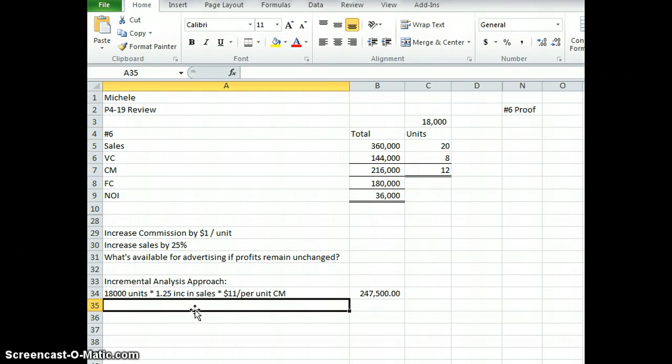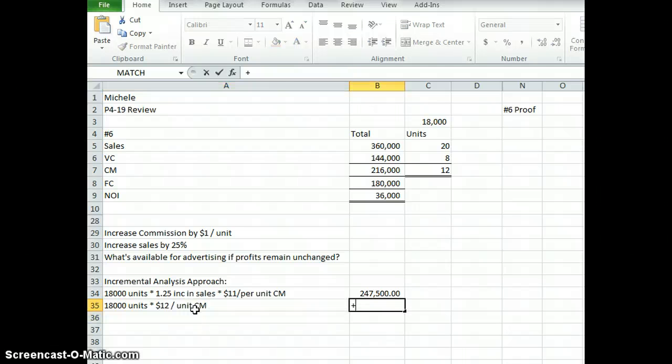Currently, what we have is the present contribution margin. We can actually see it above, but let's go ahead and calculate it. The current one is, again, 18,000 units times a contribution margin of $12 per unit. There's no increase or decrease in sales. It's saying, where do I stand today? So if I have 18,000 units and I multiply that by a contribution margin of $12 per unit, I'm currently at $216,000. And we can see that above because we have our formula in here.